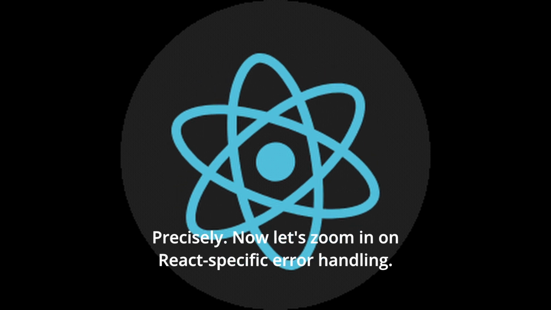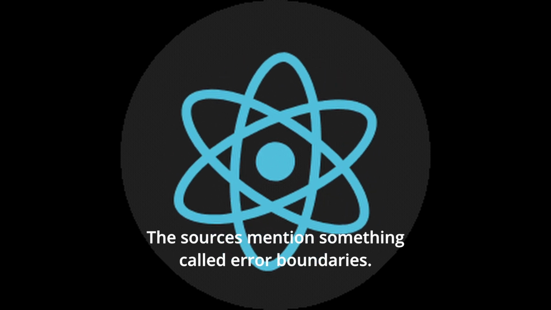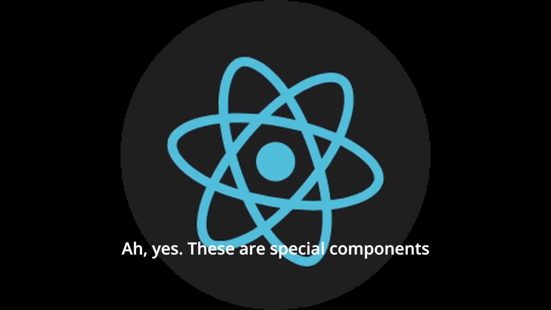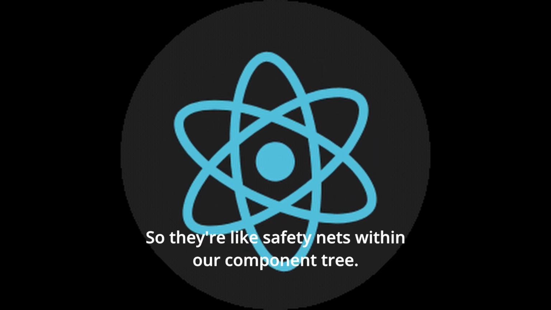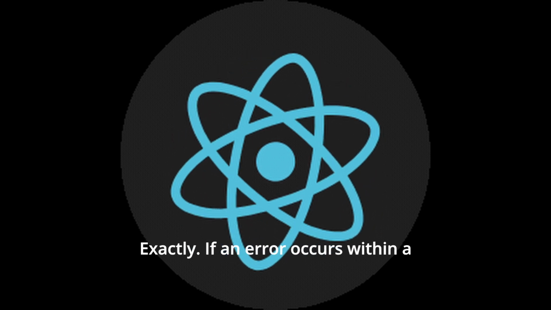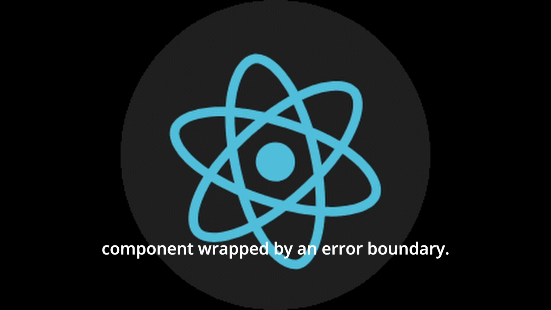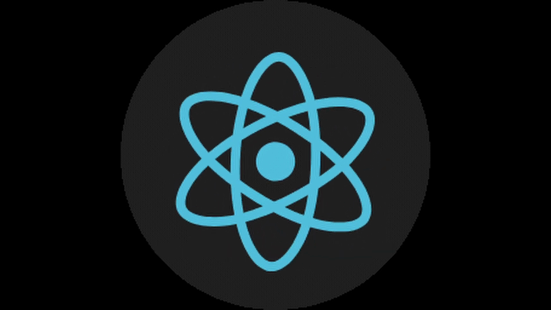Precisely. Now let's zoom in on React-specific error handling. The sources mention something called error boundaries. Ah, yes. These are special components designed to catch errors that occur during rendering. So they're like safety nets within our component tree. Exactly. If an error occurs within a component wrapped by an error boundary, it's contained within that boundary, preventing the whole app from crashing. You got it.